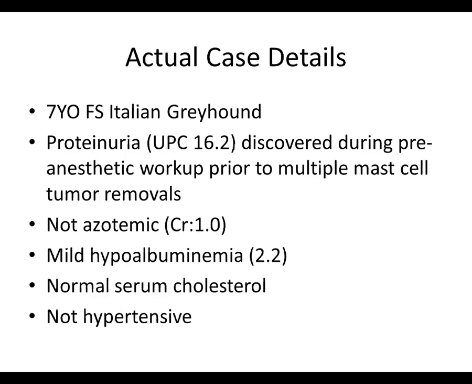And this particular case was an Italian greyhound. She was proteinuric, her UPC was 16.2, and she wasn't clinical for it, but it was identified because they were doing an anesthetic workup because they were going to remove multiple mast cell tumors. She was not azotemic. She had a normal serum cholesterol, and she was not hypertensive. And when they did the anesthesia for the mast cell tumor removals, they went ahead and got some biopsies at the same time, and this is what we found.